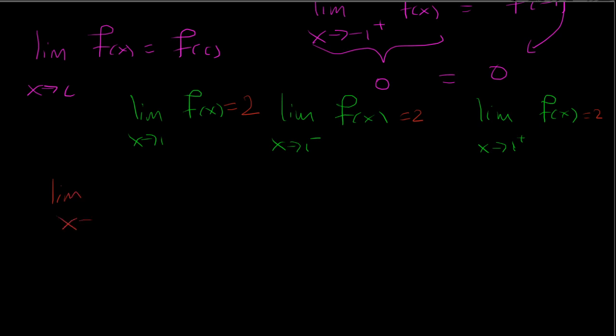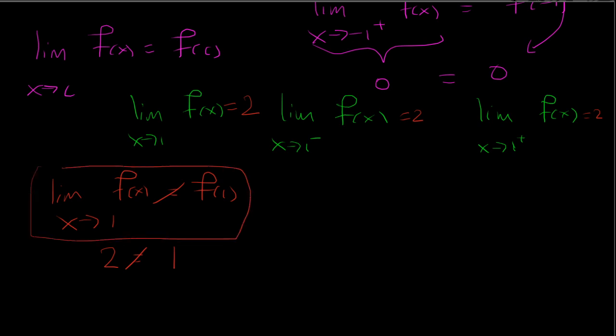So let's take a look at this. Well, we said the limit is 2, f of 1 is 1. So no, those do not equal each other. Now, is f continuous at x equals 1? Since they're not equal to each other, we cannot say it's continuous. So f is not continuous at x equals 1. If instead we said this was equal, then yes, it would be continuous.